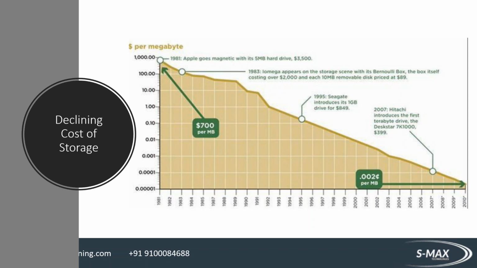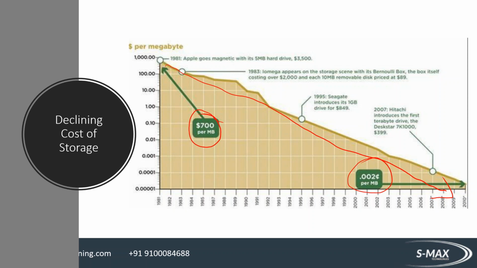But what's happening here? From 1981 onwards, the cost of storage has been continuously decreasing. In 1981, the storage cost was 700 per MB, but now it is only 0.002 cents. So it's very, very little. Actually it's a very negligible amount per MB.